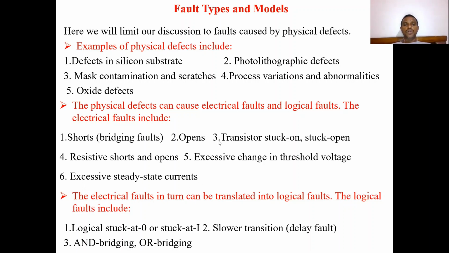Now, due to these electrical faults, the faults we get are logical faults. Those logical faults are logical stuck at 0 or stuck at 1, a slower transition, which means the delay will be more, and bridging. So these are the different electrical faults and logical faults we get due to the physical defects. Now I will take one example and explain how these faults are obtained for a small physical defect.